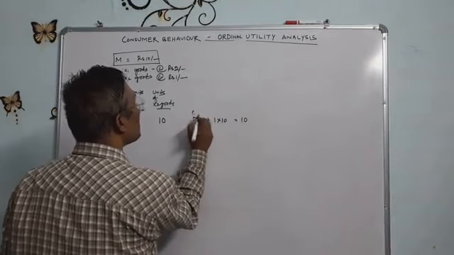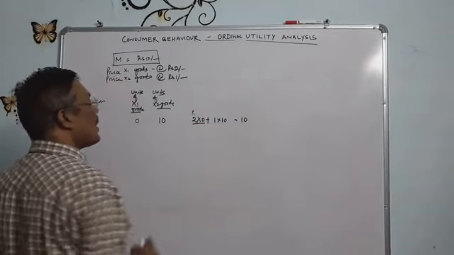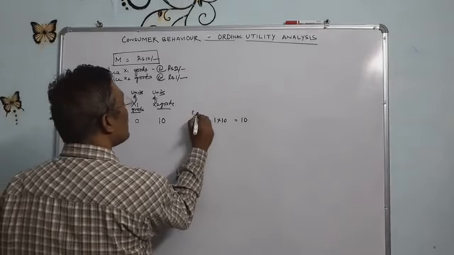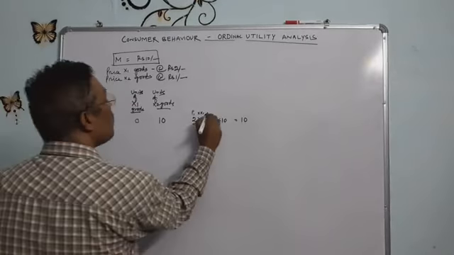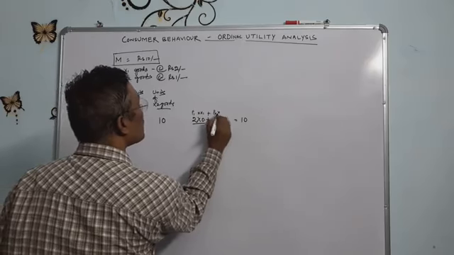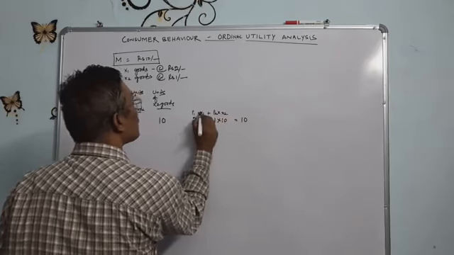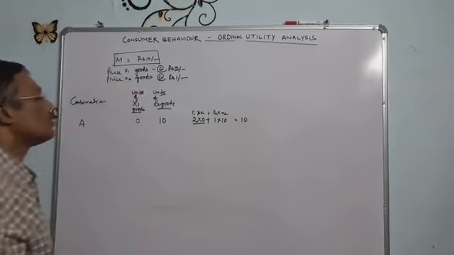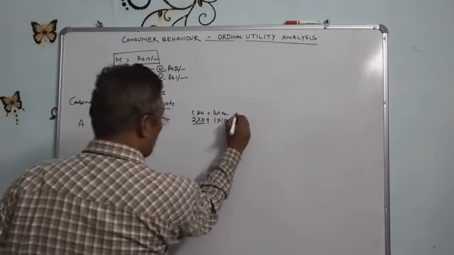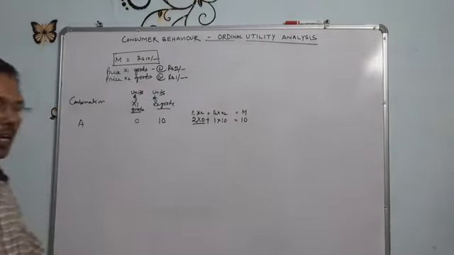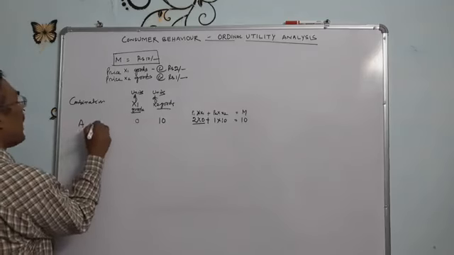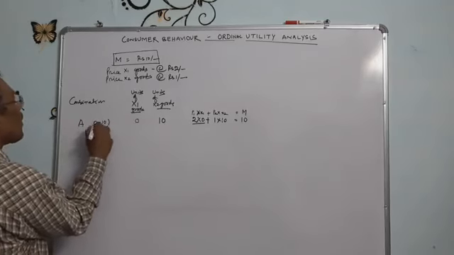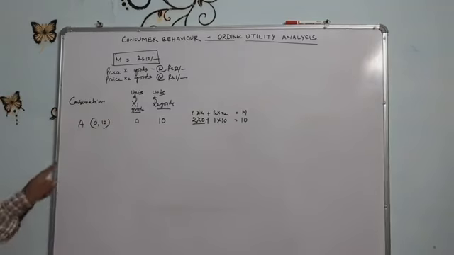This is the price of good X1, this is the units of X1, plus this is the price of X2, into this is the units of X2, equal to how much money? 10. The first combination is X1 equal to 0, X2 equal to 10. This is the bundle of goods he will purchase from the market.